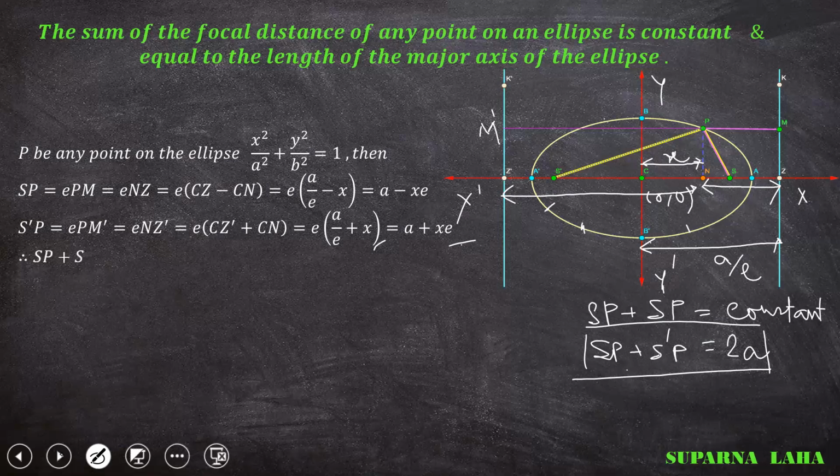Now if we add SP and S dash P, what will you find? It equals 2a. So if we choose any point P on the ellipse and find the sum of the focal distances, it is constant, and it equals the length of the major axis, that is, 2 into a. And this is one important property of the ellipse. Okay.